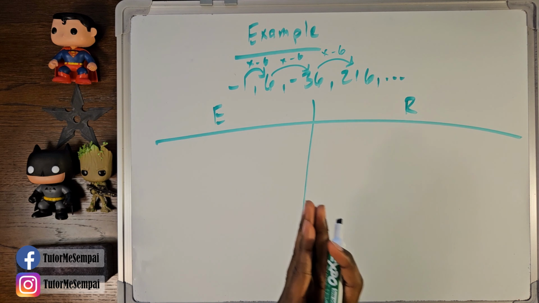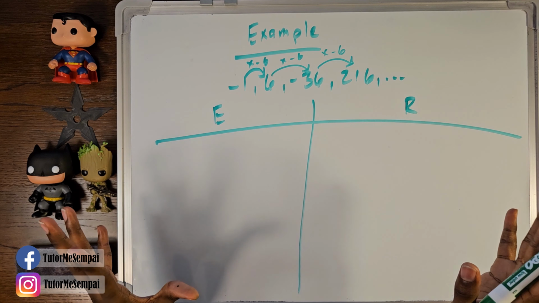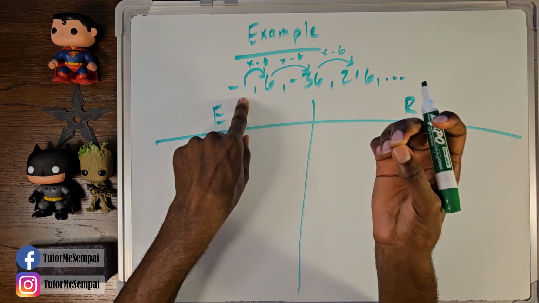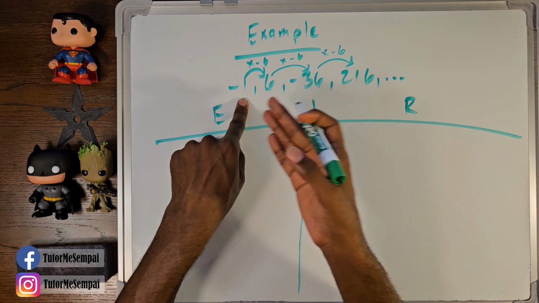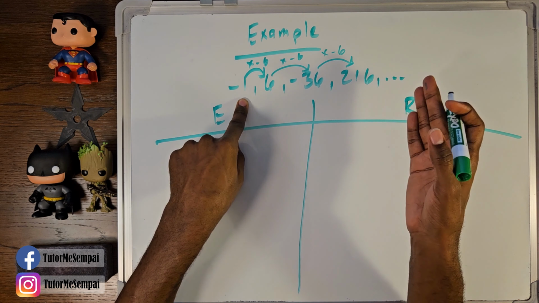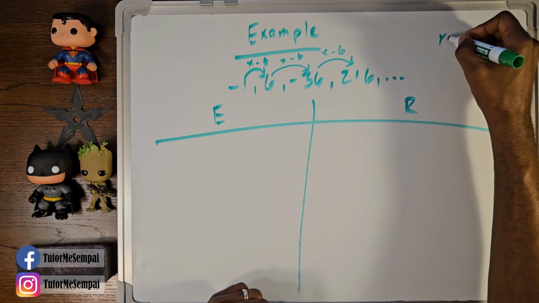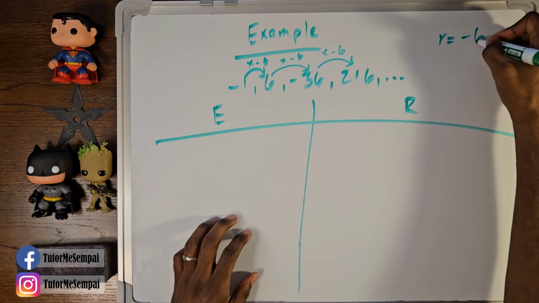So this indeed is a geometric sequence, not an arithmetic sequence and not some other type of sequence. This is geometric because it's going to be the same multiplier throughout, or it's going to have a common ratio between any two consecutive terms. So now we know that our r is going to be negative 6.